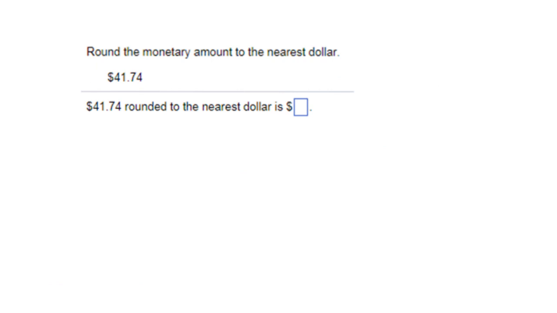Round the monetary amount to the nearest dollar. To the nearest dollar. We like money, don't we? All right, so this one here has a dollar symbol. And we have $41.74. Rounding to the nearest dollar, or sometimes they say round to the nearest whole dollar, is going to be the ones position. So the rounding rule is once you find your rounding place value, you need to look to the right and ask yourself that question. Is 7 greater than or equal to 5?